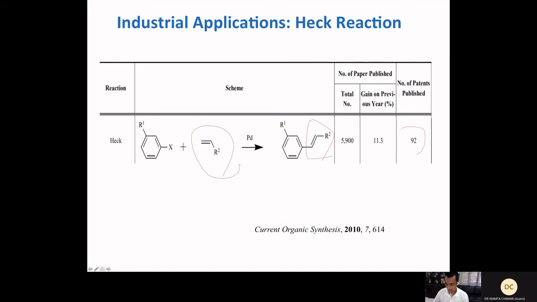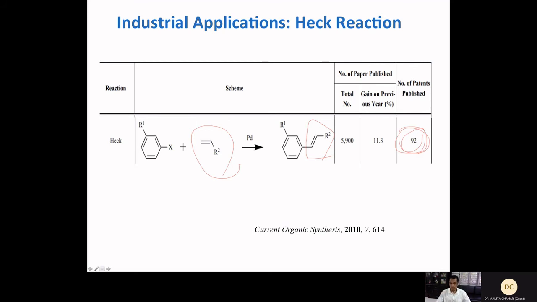And you see, even in 1 year, 92 patents were filed worldwide. You can imagine these reactions were being developed from the 70s, 80s, 90s, all the way to the 2000s and 10s. Still, this many patents are being filed. I think this has got to be important. The way the molecules are prepared by this transformation has got to be important both in industry as well as in academic setups.